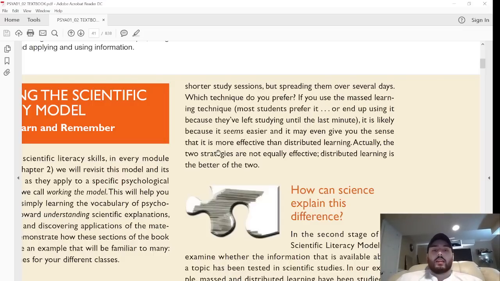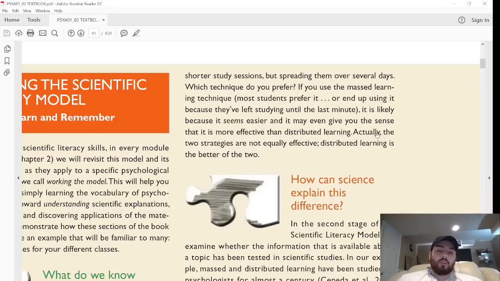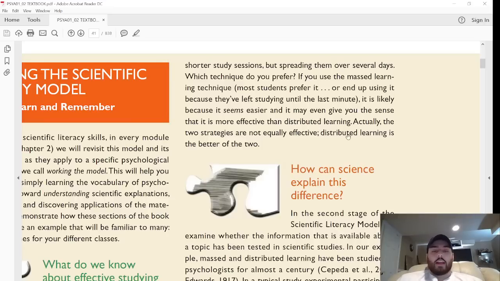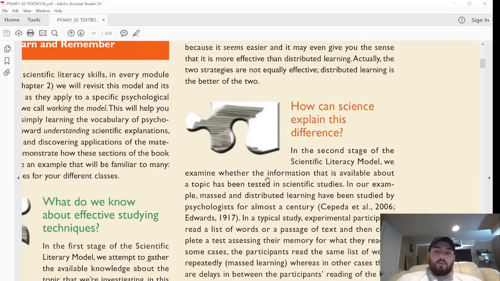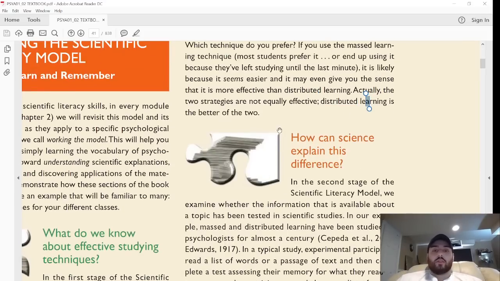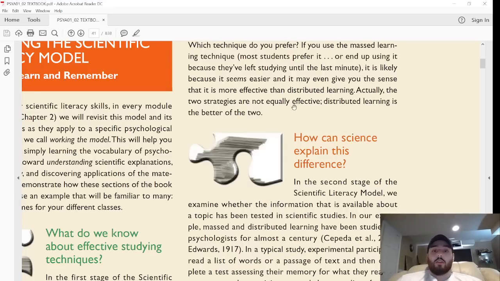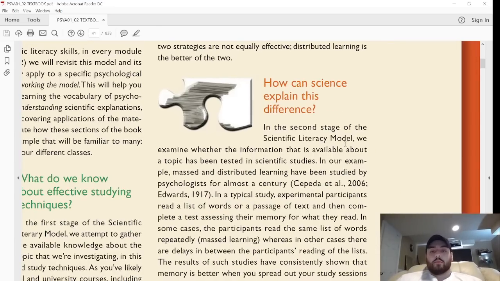It may even give you the sense that it's more effective than distributed learning. There are actually, the two strategies are not equally effective, sorry. Distributed learning is the better of the two, right? And distributed learning is what I prefer and recommend to all of you. And we'll get into why distributed learning is better, right? So how can science explain the difference?